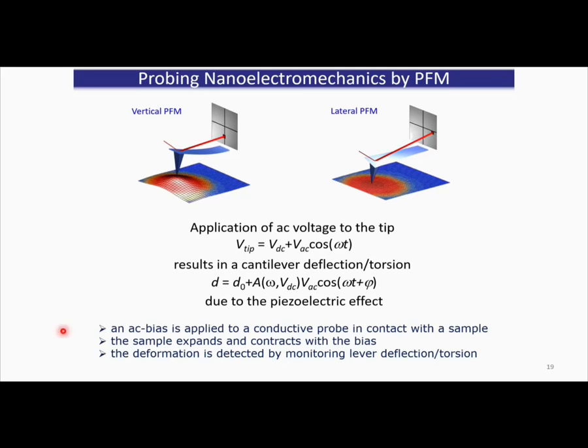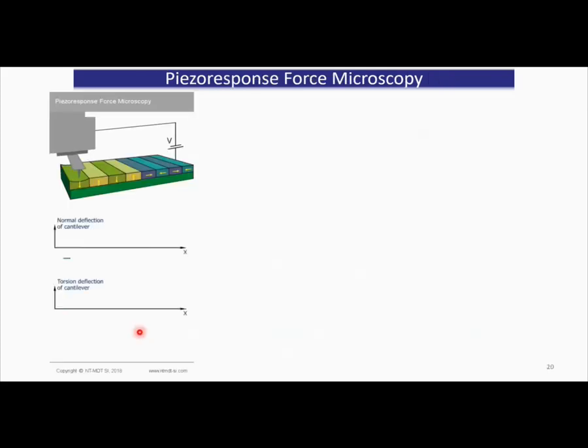Basically, what we have is that an AC bias is applied to a conducting probe in contact with a sample. The sample expands and contracts with the bias, and the deformation is detected by monitoring either the cantilever deflection or torsion. And this animation here from NT-MDT highlights it nicely. So you probably can't see it, but the cantilever is vibrating up and down as it goes over these domains. And so the idea is that your modulation frequency is much higher than the scan rate. So you're getting a lot of oscillations per pixel as the cantilever is scanned.